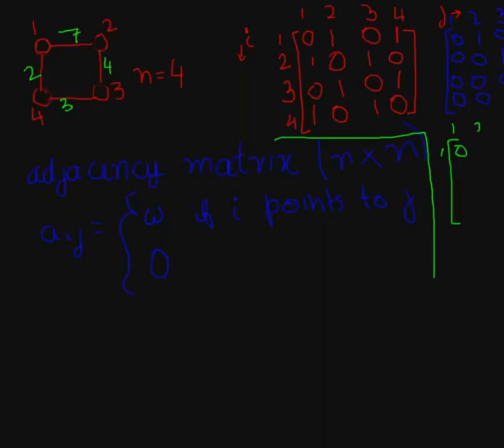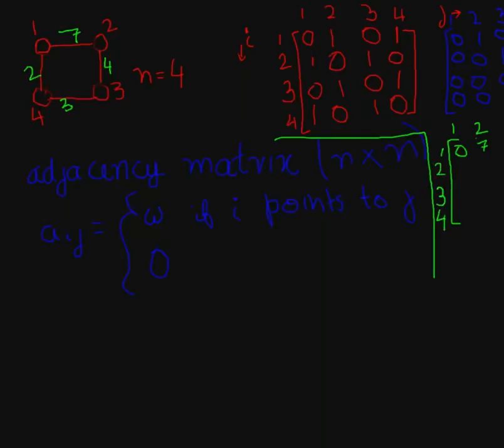Okay, so is node 1 connected to node 2? Yes, it is connected to node 2. And what's the weight? The weight is 7. So the value here is going to be 7. Is node 1 connected to node 3? No, it's not. So the value here is going to be 0. Is node 1 connected to node 4? Yes, it is. The value here is going to be 2. And based on this, we can fill the rest of the matrix.